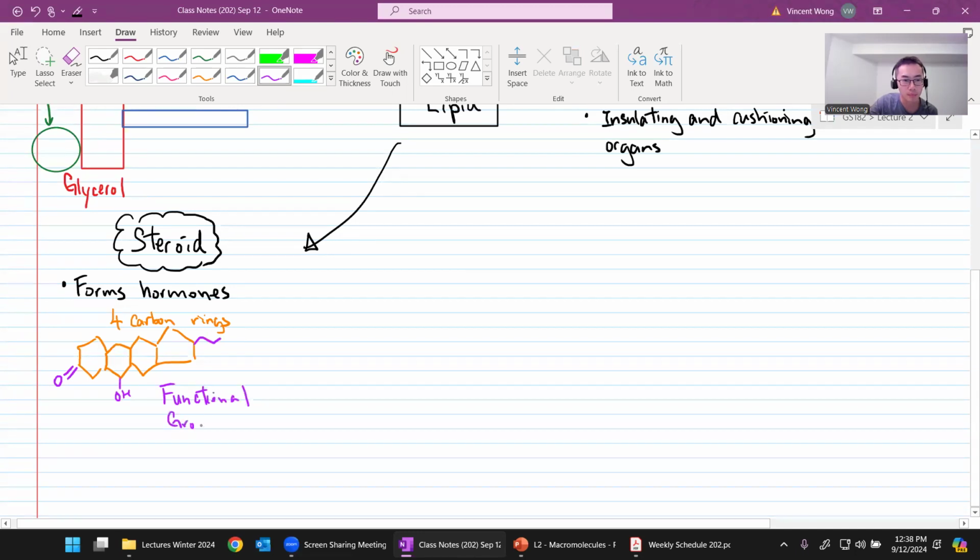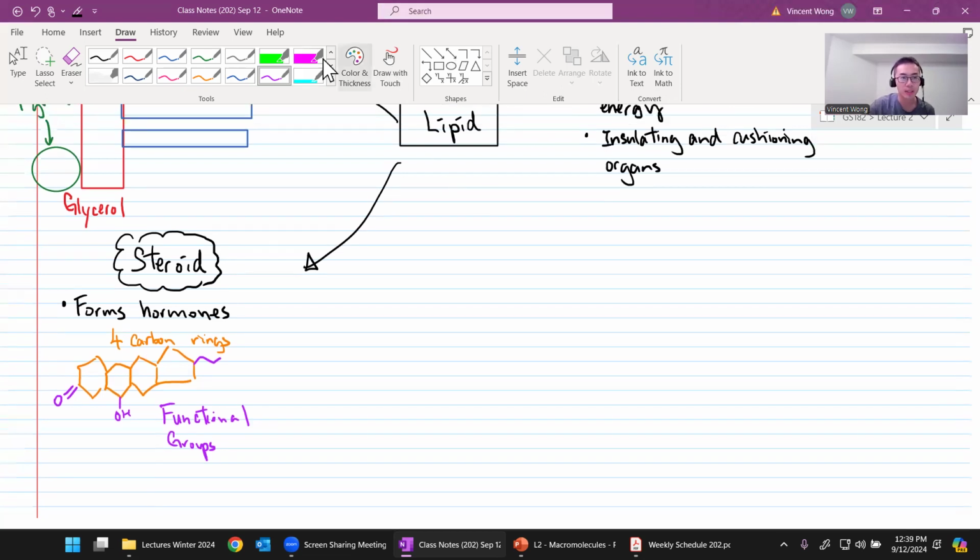Functional groups. Depending on what kind of functional groups you have on the steroid, it's going to give it different properties and different characteristics. We don't have to learn all the functional groups. Just know that a steroid has 4 carbon rings and some accessory groups attached to it.